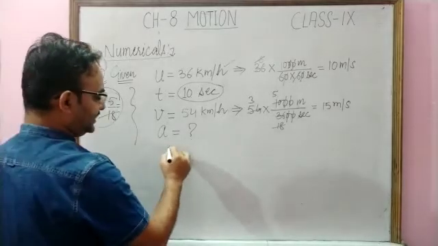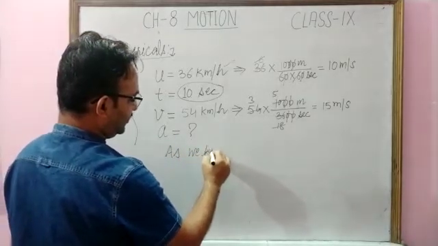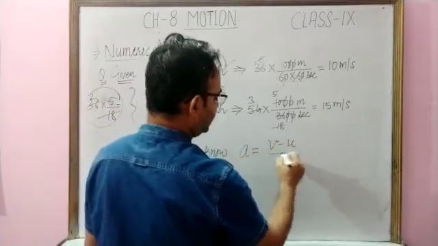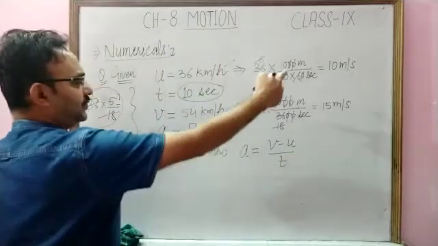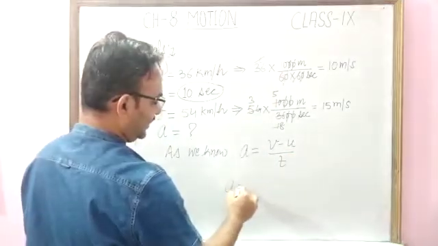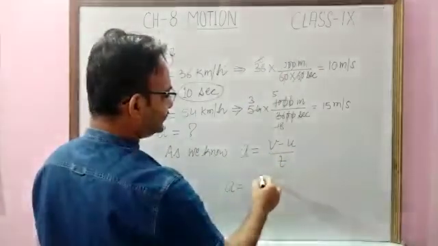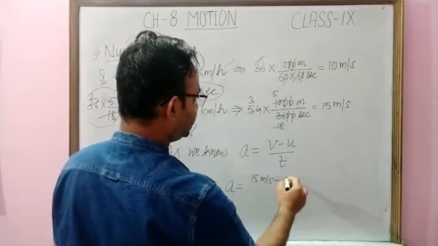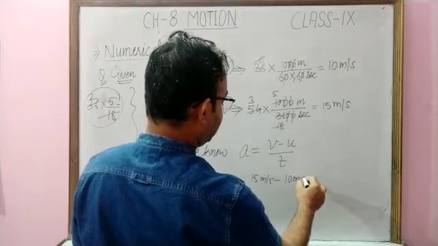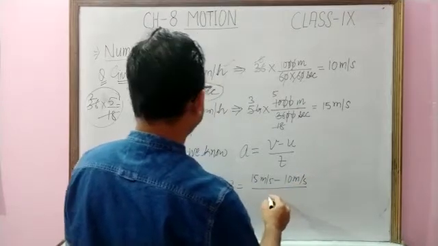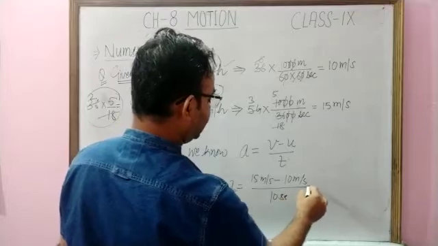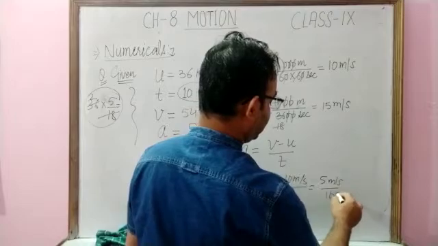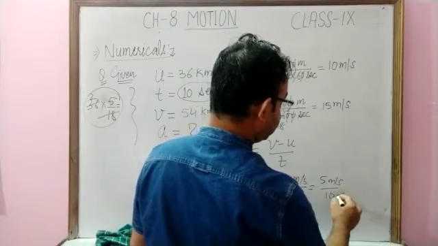Okay, as we know, acceleration is v minus u upon t. Now put the values here, you will get a is equal to v, having value final velocity 15 meter per second, minus 10 meter per second, upon time, here 10 seconds. That gives 5 meter per second upon 10 seconds.